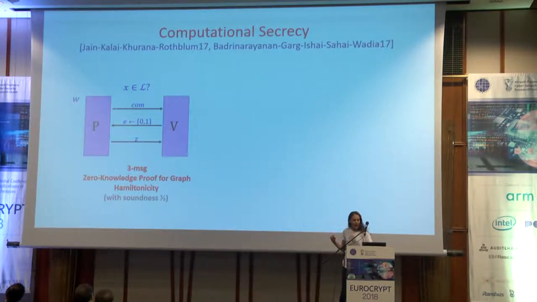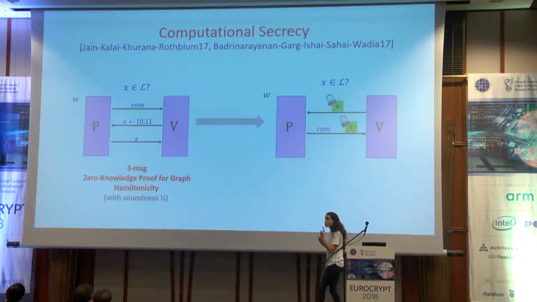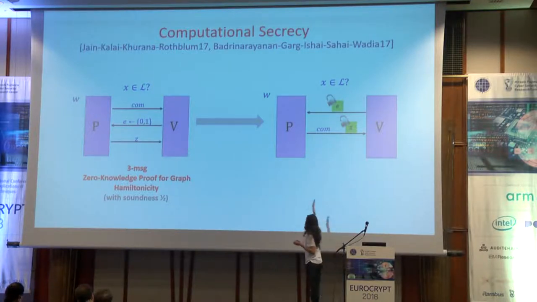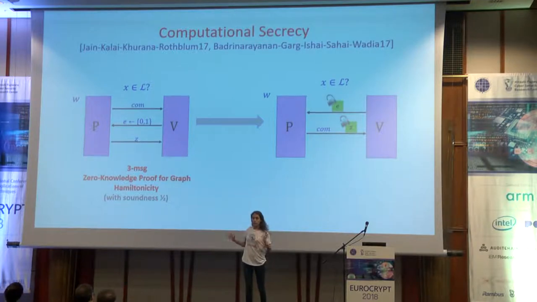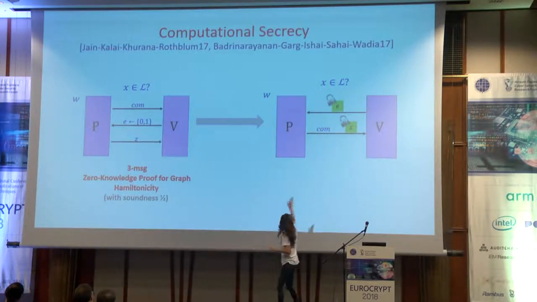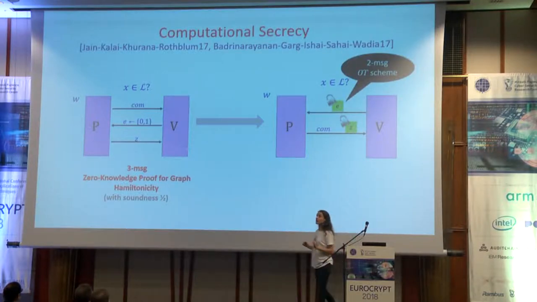And here's the idea of how to convert it into a two-message protocol. So the idea is the following. Exactly similar, kind of in spirit, to the previous talk. The idea is, you know what? How do we reduce interaction? Have the verifier send his bit ahead of time. Now, of course, if he sends it ahead of time, it won't be secure at all. So instead, what we do, we have him send it hidden. How do we hide it? We hide it using a two-message oblivious transfer protocol, which I'll define in a minute.